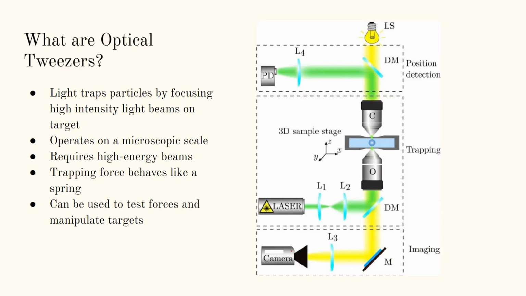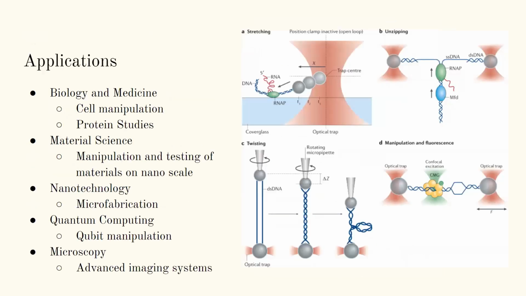And we can also manipulate certain targets through the use of optical tweezers. Optical tweezers have useful applications in a lot of different fields because of their versatility, because it's really just a tool. So tools can be used for many different things, right? One application is biology and medicine. We can manipulate certain cells. So if we need to do some sort of procedure on someone, and we want to do it in a non-invasive manner, we can use optical tweezers to manipulate certain cells and things like that on a microscopic scale within someone's body.